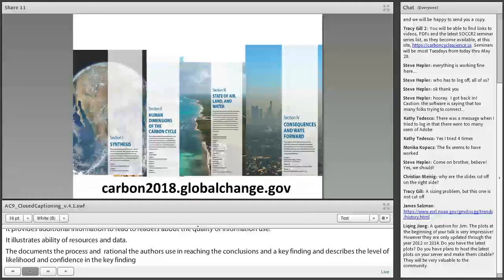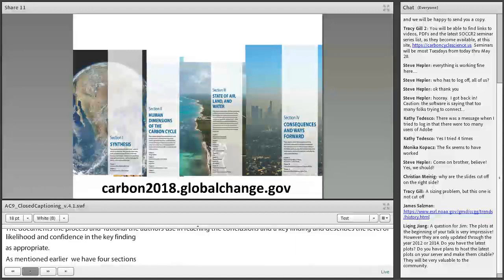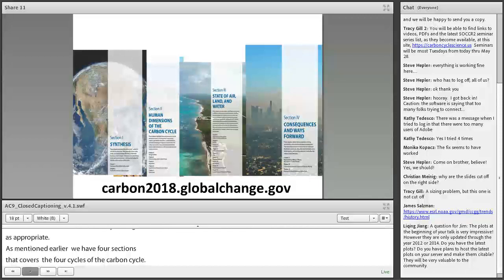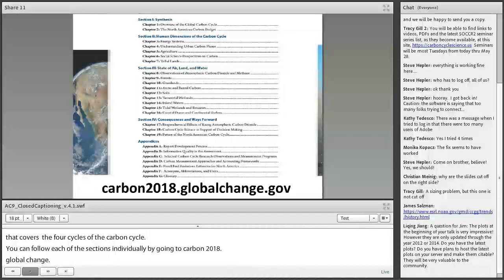As mentioned earlier, the report contains 4 sections: synthesis, human dimensions of the carbon cycle, the state of the land, air, and water, and consequences and way forward. You can download each of the sections individually via carbon2018.globalchange.gov. And this shows basically all the chapters in each section. As you see, we cover everything from energy systems to tribal lands, from observations of atmospheric carbon dioxide to coastal ocean and continental shelves, biogeochemical cycling, and the future and projections of the North American carbon cycle.